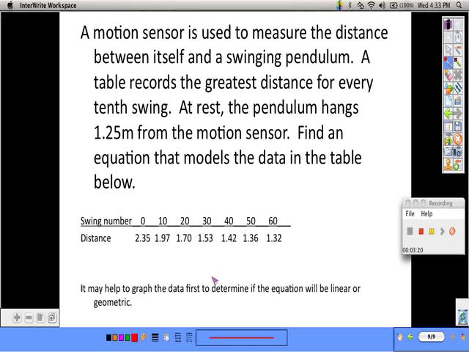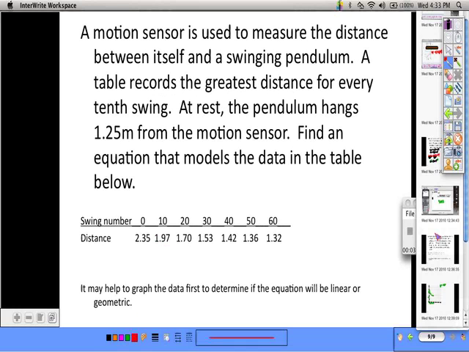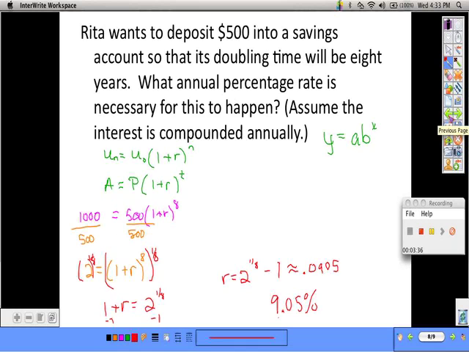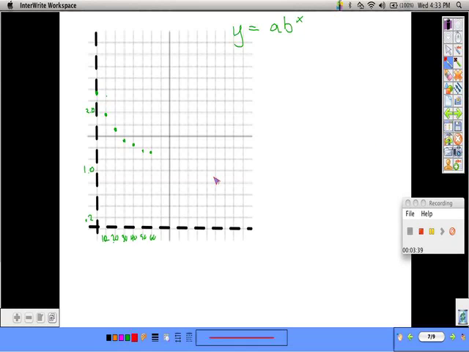It's helpful to look at a graph to determine whether or not we should use a linear equation or a geometric equation. And I have that plotted somewhere here. Here's a plot of those points, and you'll notice that the gap between them vertically is getting smaller and smaller and smaller, which means that we're going to use a geometric rule, y equals a times b to the x.